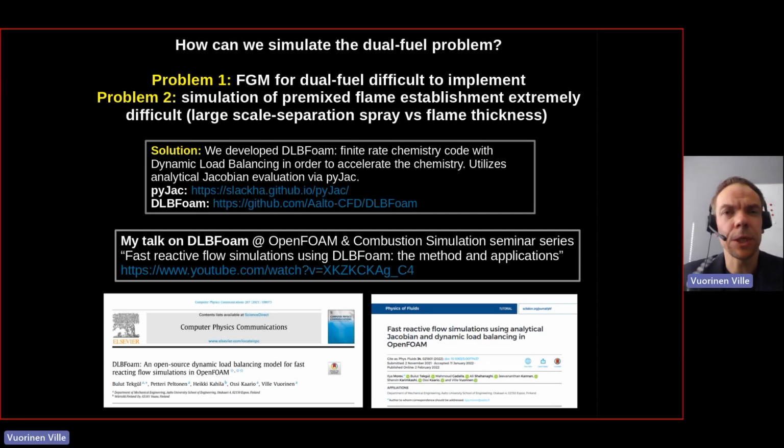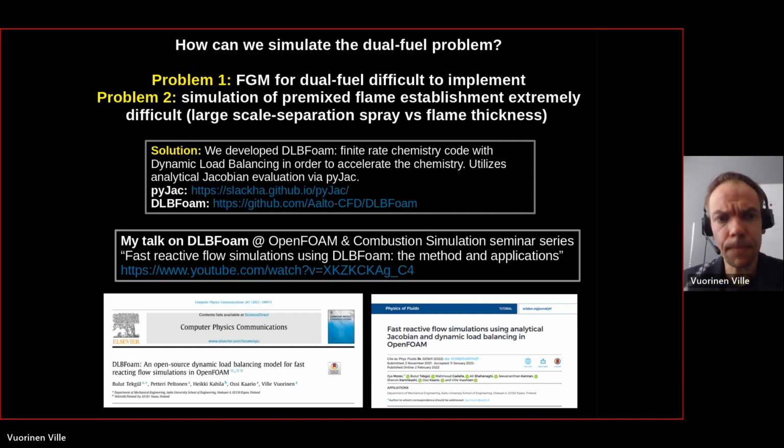So the question was, how can we simulate the dual fuel problem? That was the question already 10 years ago. And the first problem was that the FGM development for dual fuel is difficult to implement. You need to understand the problem very in depth, and it didn't seem to be a straightforward approach to us at that point. And the other problem is that simulation of premixed flame establishment is extremely difficult.